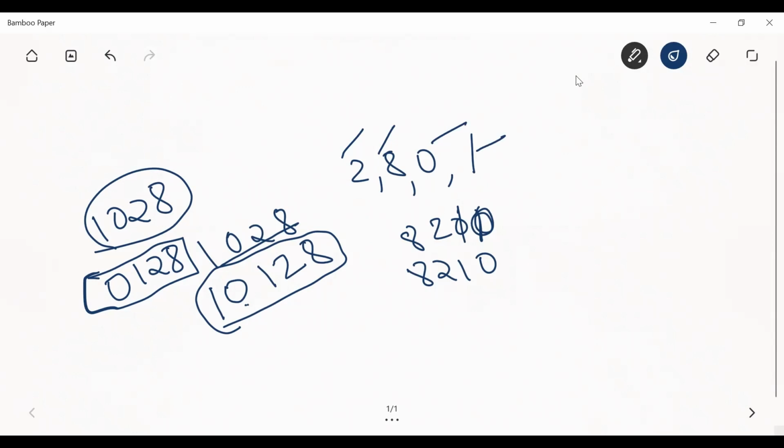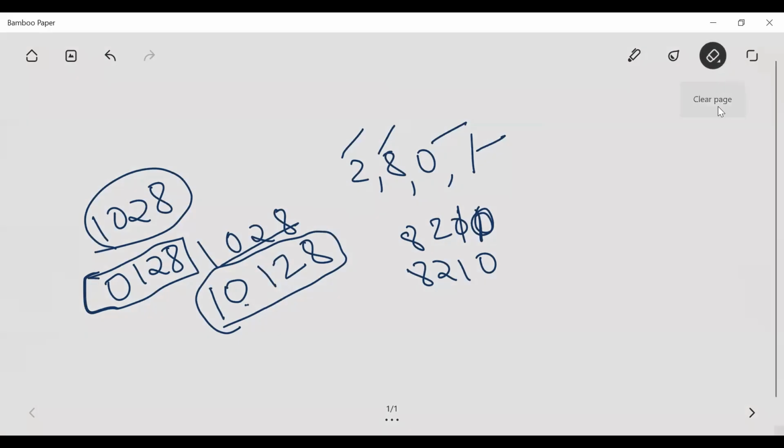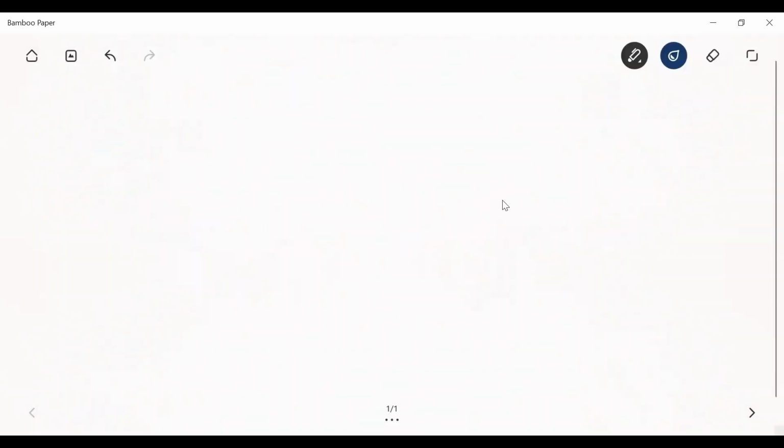Got this point? Yes, ma'am. Okay. Now we will move to computation.